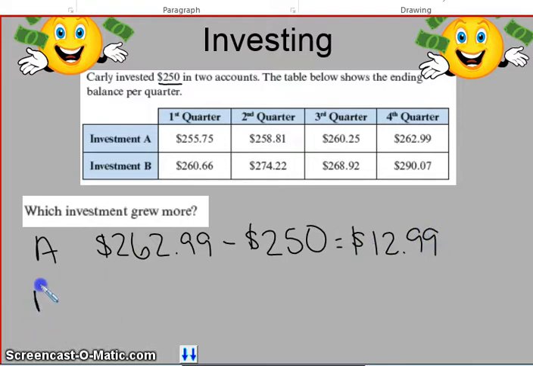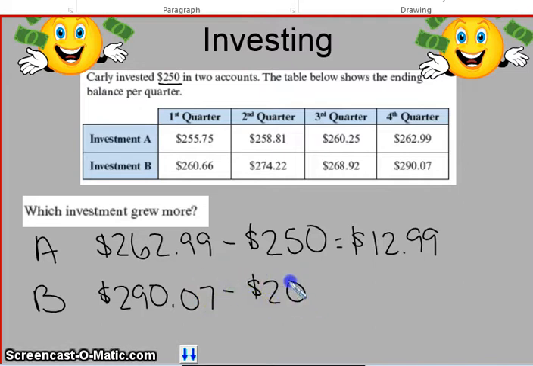Okay, we want to compare that to B, so we have to find the total growth for investment B. At the end of 4th quarter, she ended up with $290.07. And we want to subtract from that the original amount that she invested. And again, she invested $250 in that account. So we're going to subtract 250. When we do that, we see that 290.07 minus 250 gets us a total growth of $40.07. So which investment grew more? Investment B grew the most.